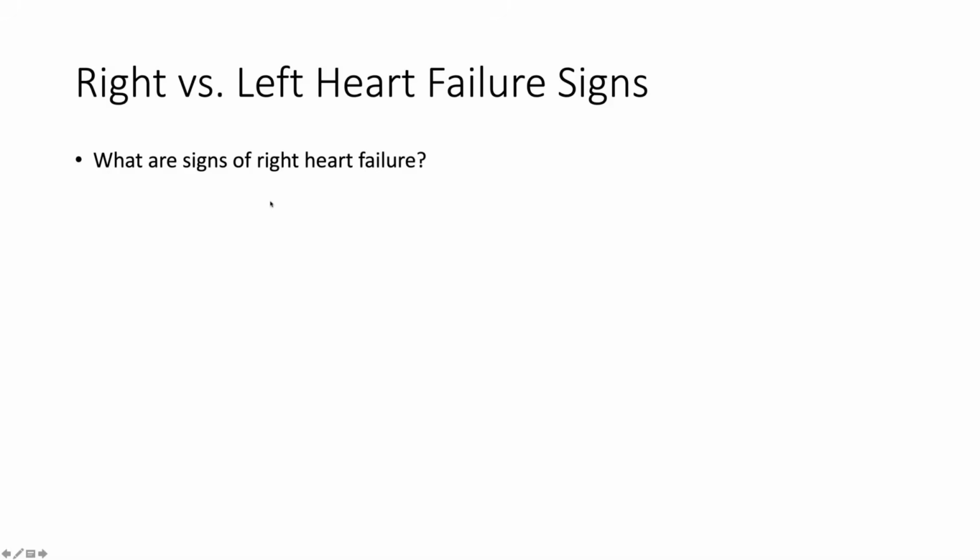Let me ask you a question. What are the signs of right heart failure? It's like I planted you there to ask that question. What are the signs of right heart failure? Increased jugular distension because of the overload in the superior vena cava, and from there up, basically a jugular vein distension. What else? This is good.